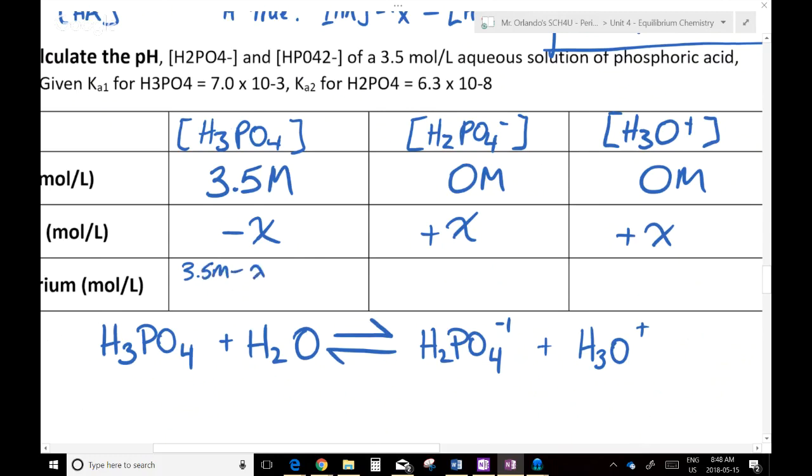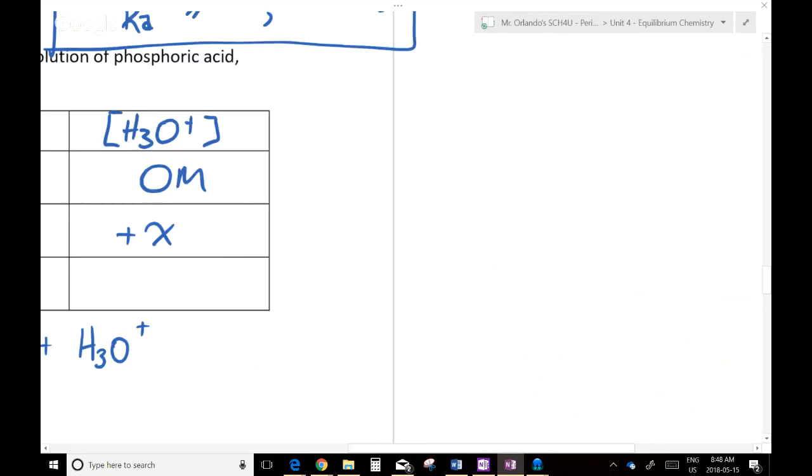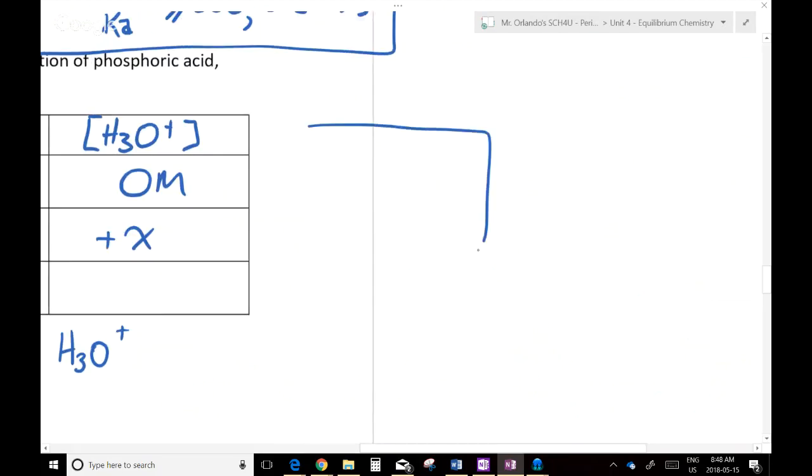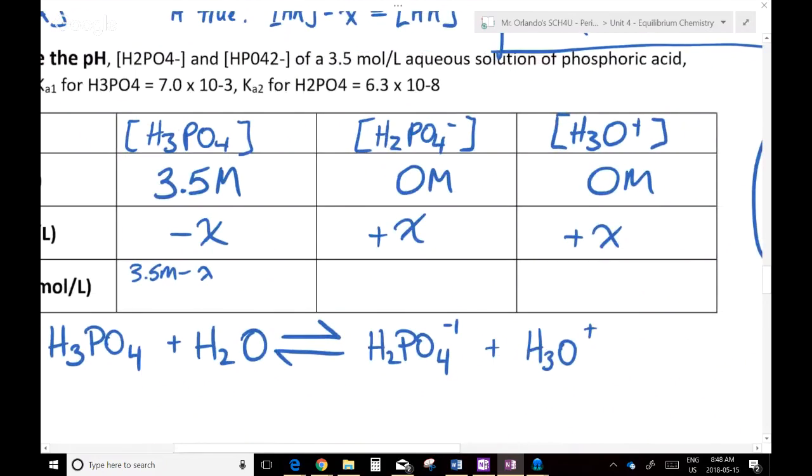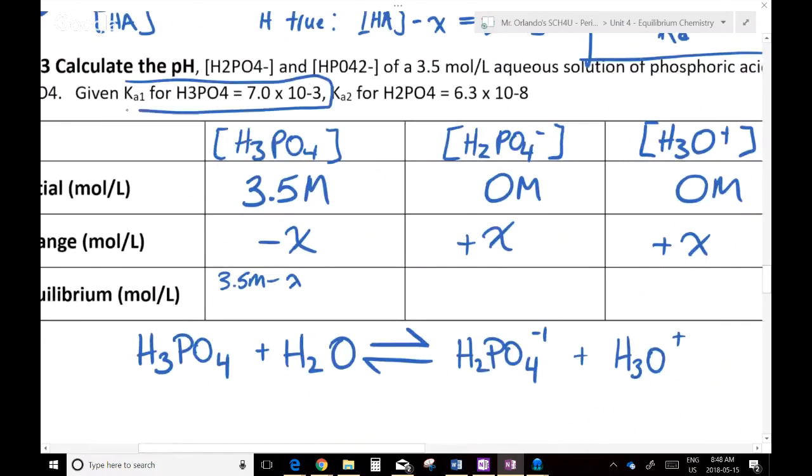But here's what I'm going to test. Does that make sense? We start with 3.5 molar. It's going to go down by X. We can test our assumption. Because if the concentration of HA is 500 times bigger or more than the Ka for this acid, then we can say that this will still just be 3.5. The change will be so small that even though it is going to change, to 2 significant digits, it will still be 3.5. Does that make sense?